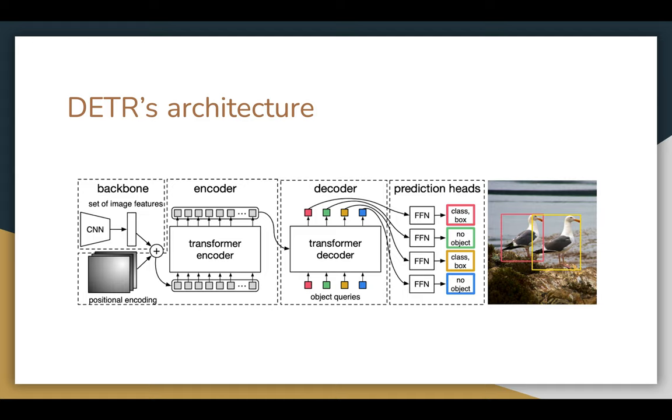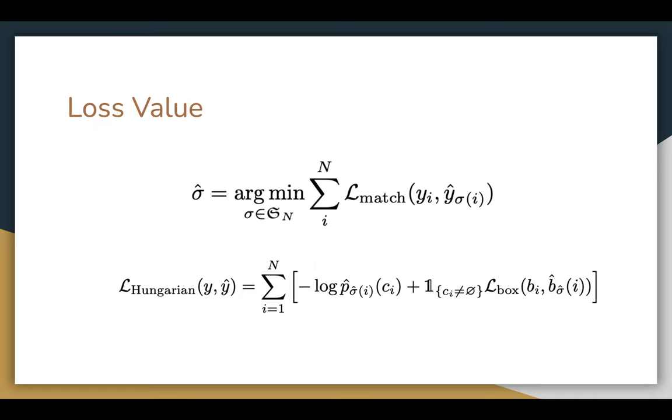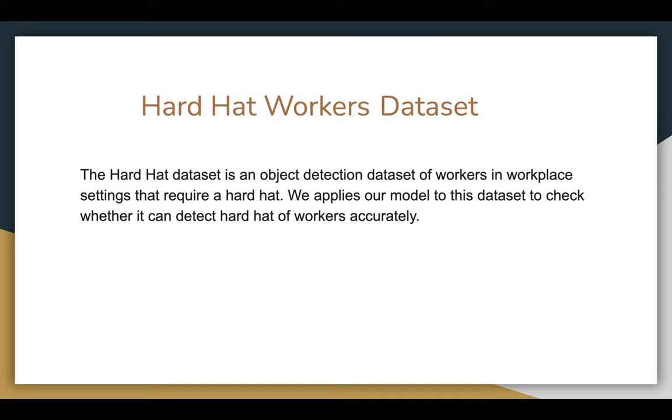Detection with transformer is used to detect objects or figures and measure whether it matches up with the bounding box accurately. The Hungarian algorithm is used to find the optimal bipartite matching between objects and bounding boxes. We apply the model to the hard hat dataset to measure whether it can detect helmets of workers accurately.